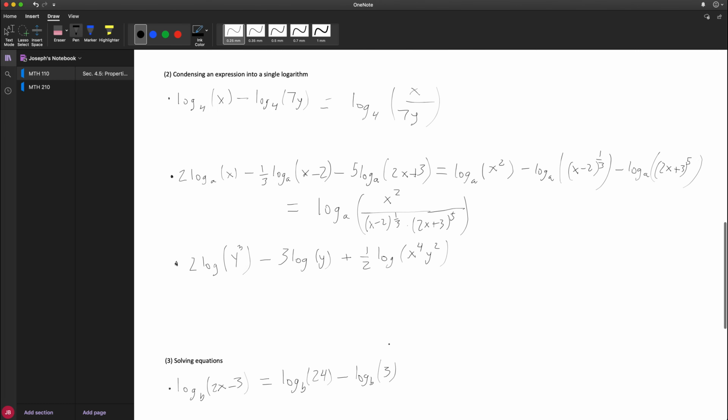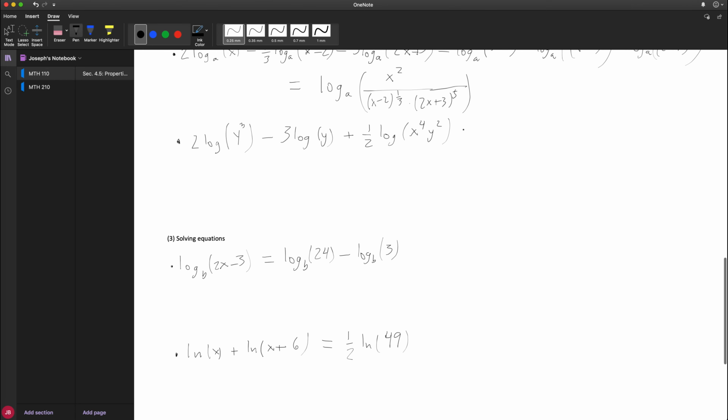Okay, and now here, let's first move these powers back up. So I get log of y cubed squared, which will simplify shortly, minus log of y cubed, and then here I get plus log of x to the 4 y squared, all to the 1/2 power. So let's use rules of exponents here. Raising a power to a power means you multiply them, so this is the log of y to the 6.